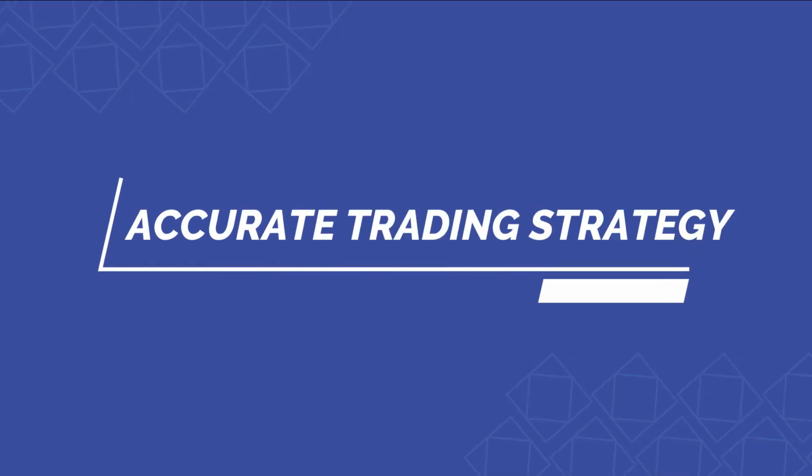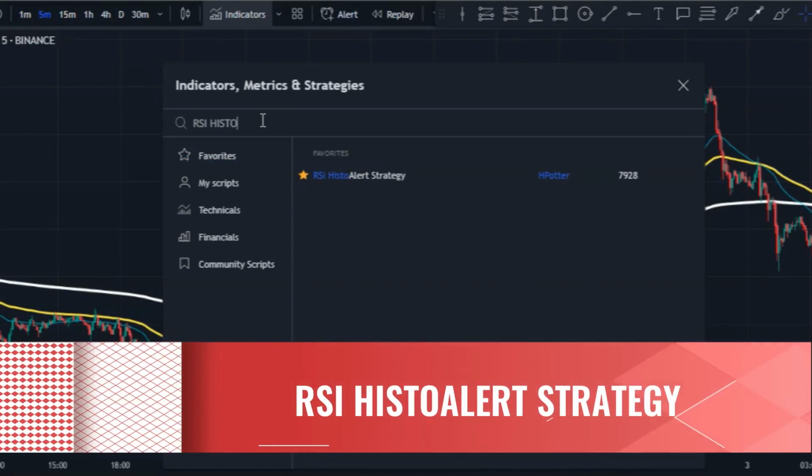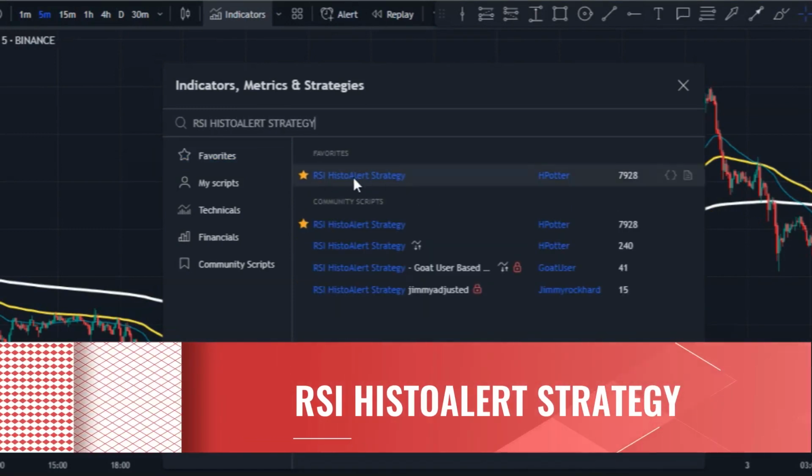But in order to have a more accurate trading strategy, I suggest adding the RSI historical strategy indicator to the chart.